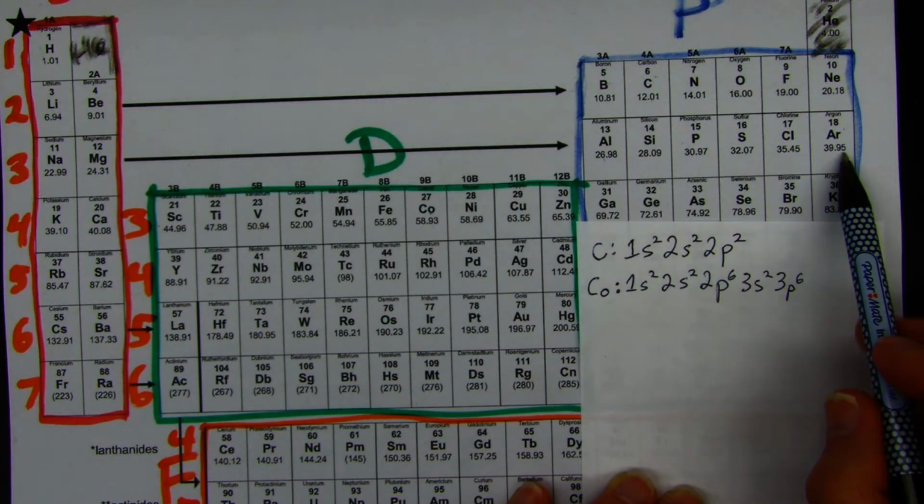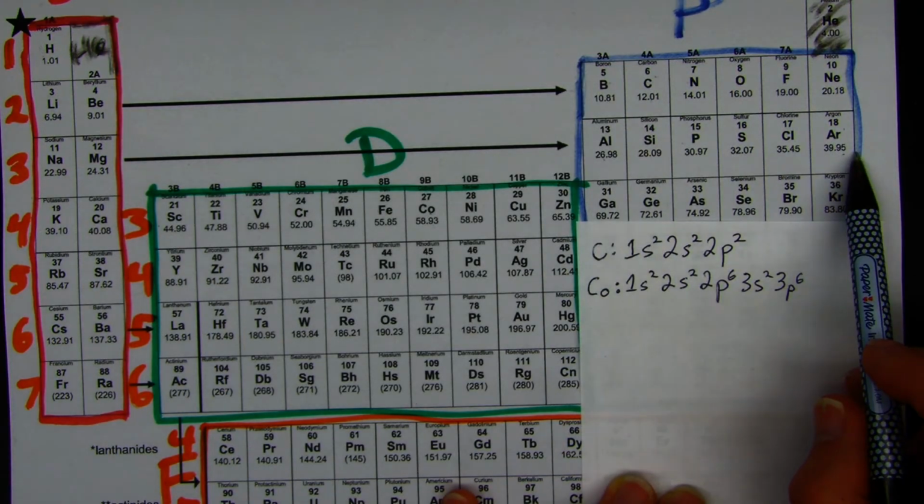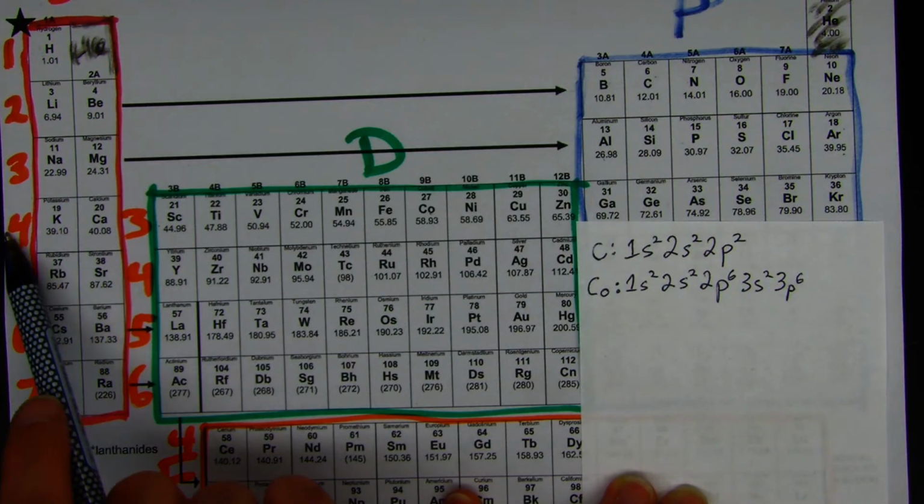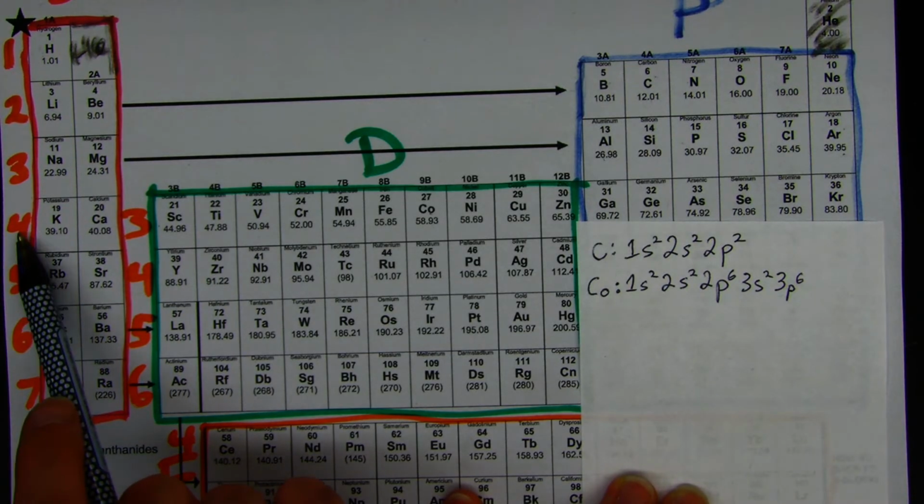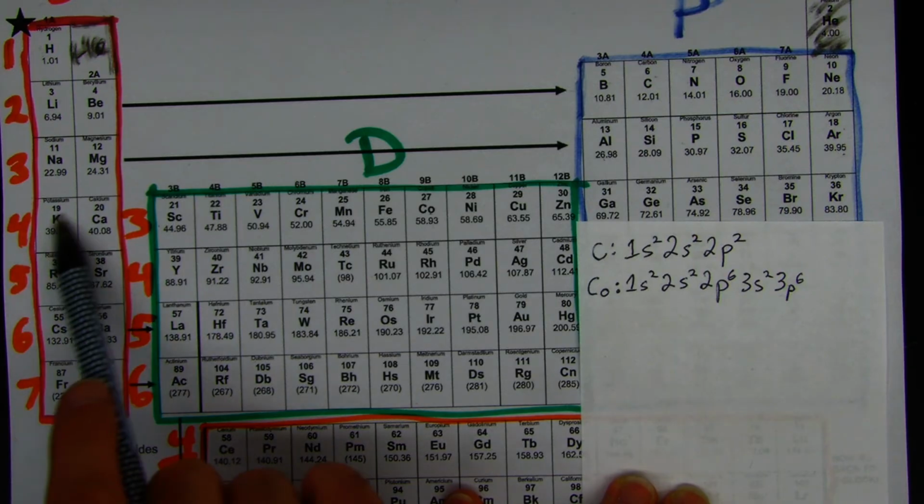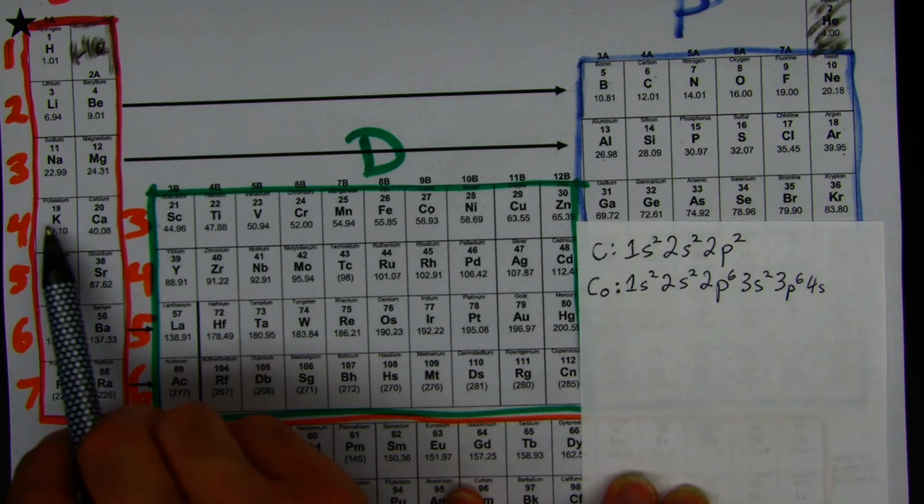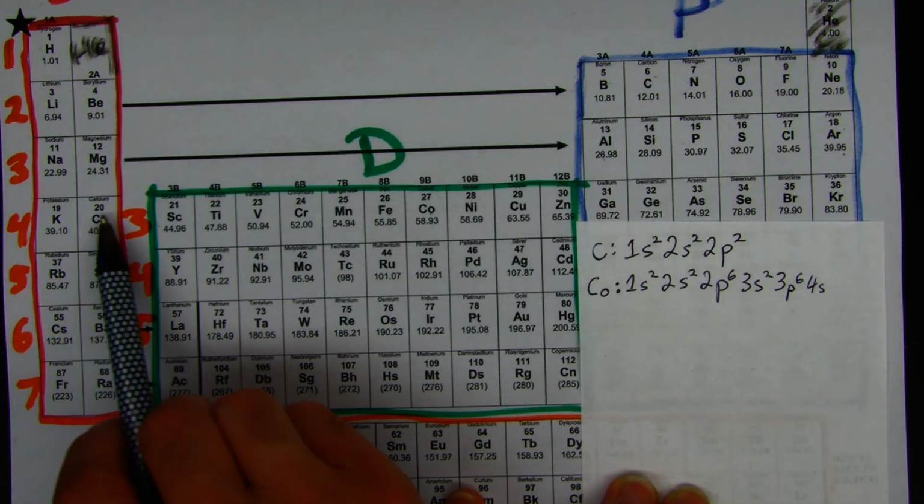Now I'm at argon. Now I got to jump down to number 19, which is potassium in the fourth period. So that's energy level number 4, S block. So that's 4s, and that's 2. 1, 2. I got to go through 2 to get to 20.